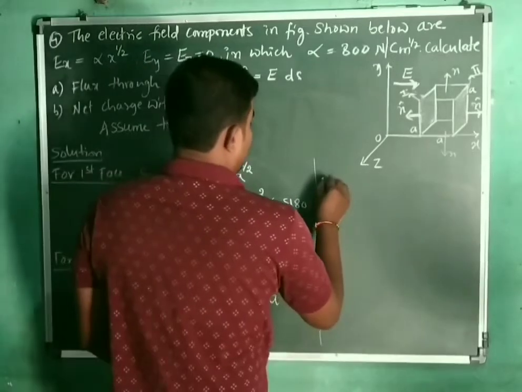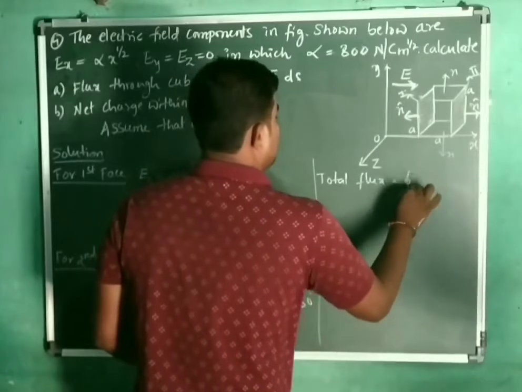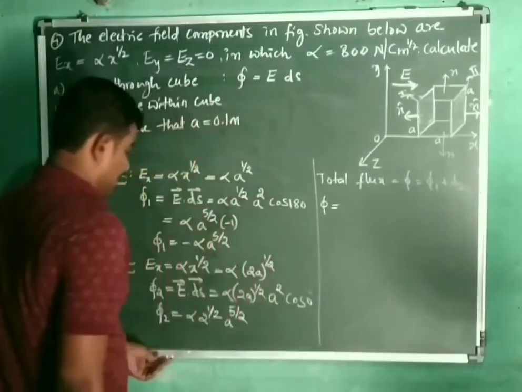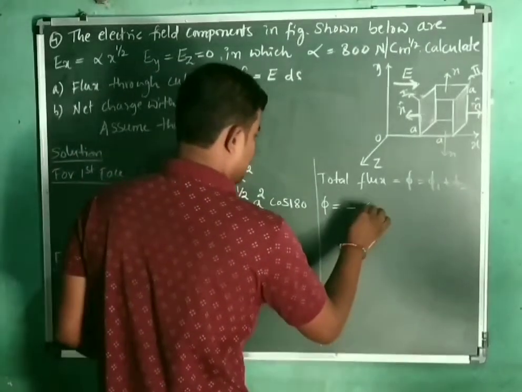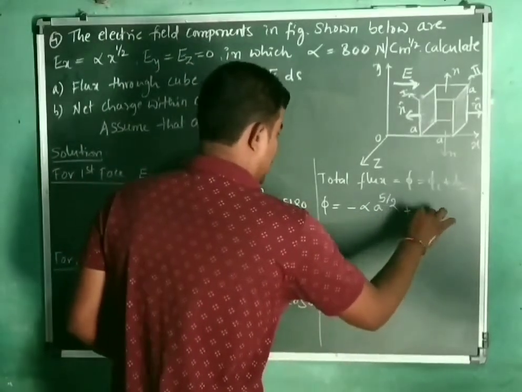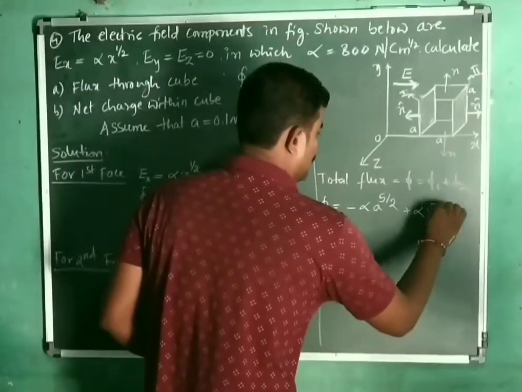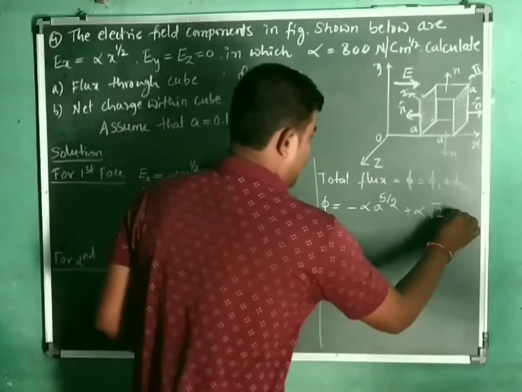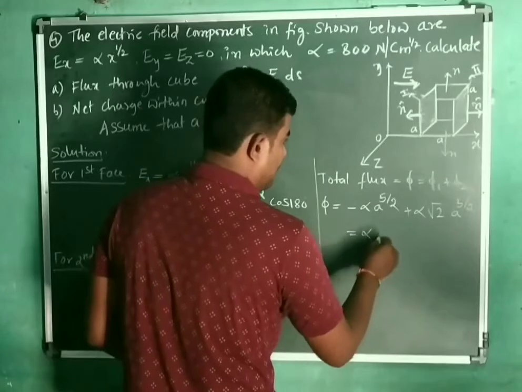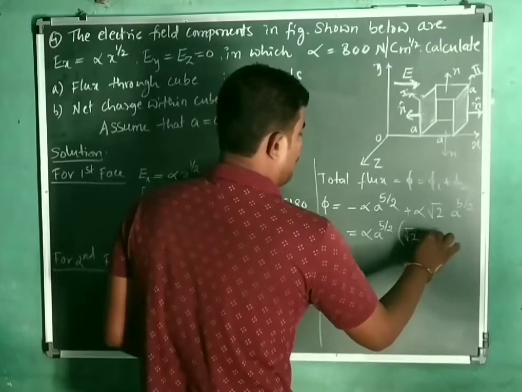Now the total flux phi is equal to phi 1 plus phi 2. Phi 1 is minus alpha a to the power 5 by 2, and phi 2 is plus alpha 2 to the power 1 by 2, which is root 2, into a to the power 5 by 2. In this, alpha is common and a to the power 5 by 2 is common, and inside the bracket we have root 2 minus 1.